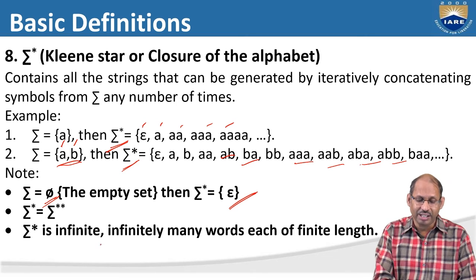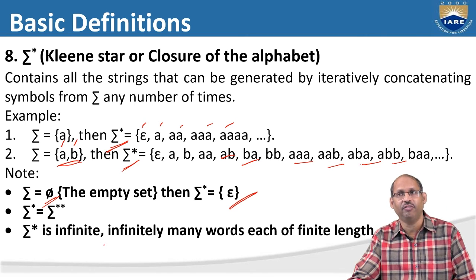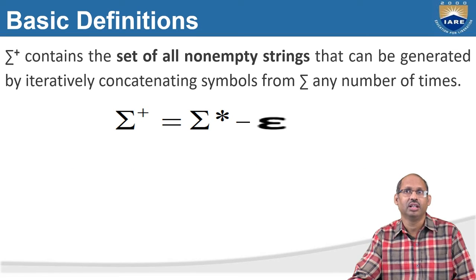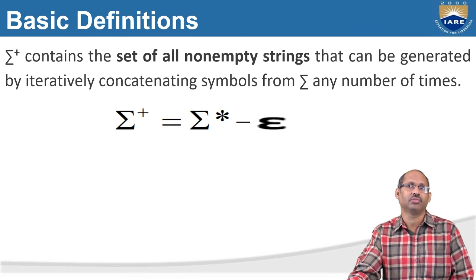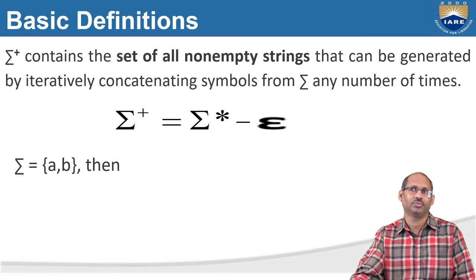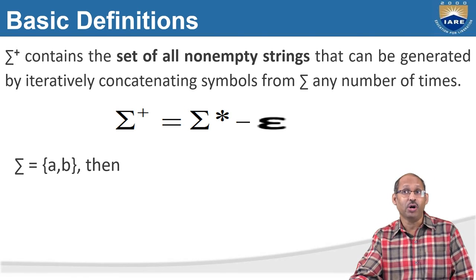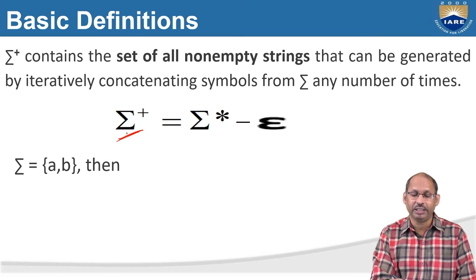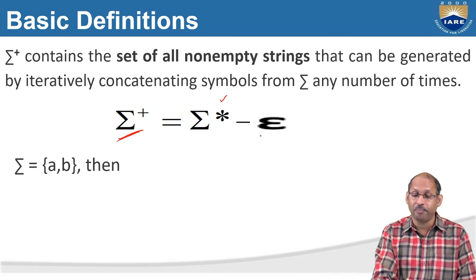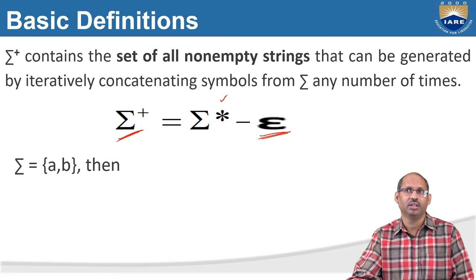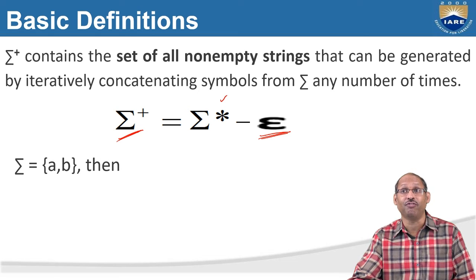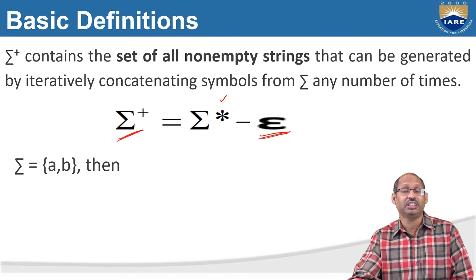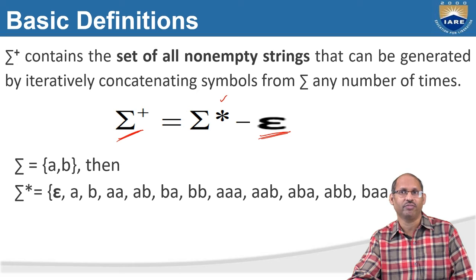Here is infinitely many words, each of finite length. Then another one is positive closure. Positive closure of an alphabet is the star closure of the alphabet minus epsilon, which means it will consist of a language of lengths 1 to infinity. Then we say it has the positive closure of the alphabet.